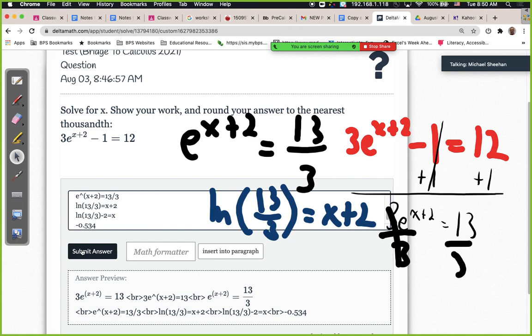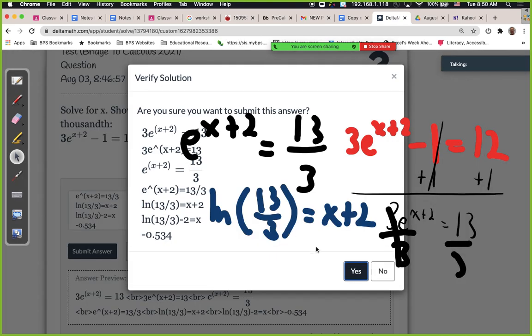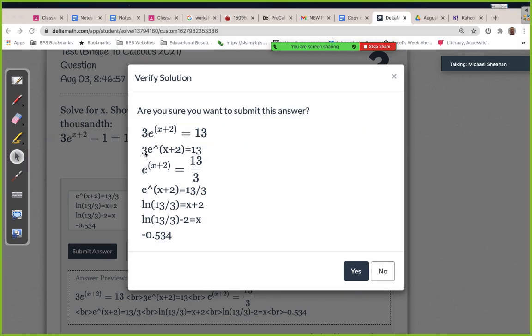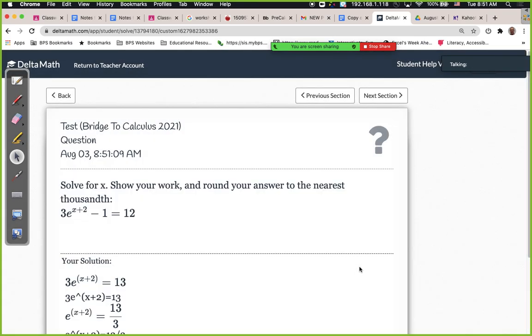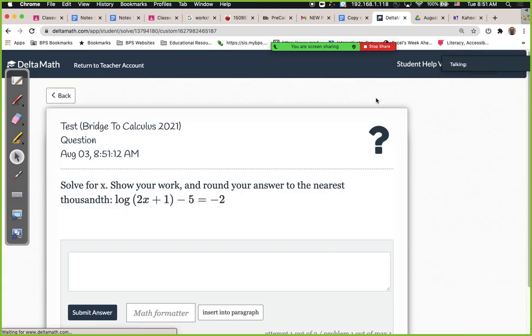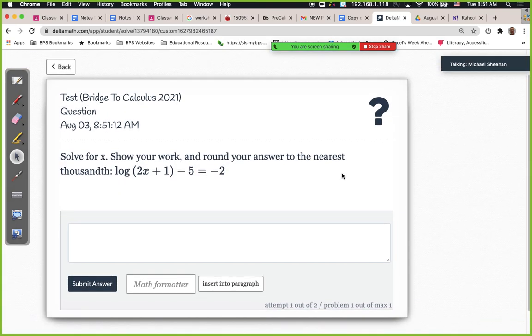Either one is acceptable because it's 0.5336, so you can chop it off or follow the rules of rounding. All right. And so you can see, I guess, when I use the math formatter, it looks messed up to you, but it looks nice on Delta Math in the end. So whatever you're more comfortable with. As long as I can tell what you're doing, I'll give you proper credit. If your work is good, I'll give you proper credit. All right. One more show your work, and then the rest of these.